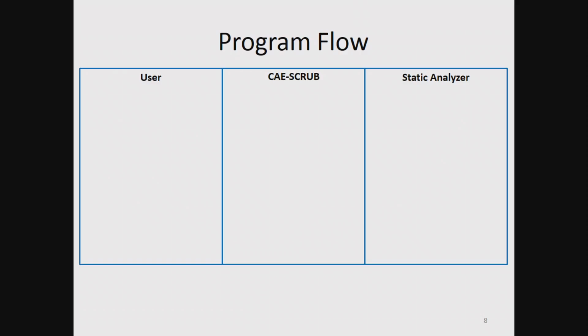So, slightly different look. This is a program flow for the back end of Scrub and how it runs and sets up your peer review. First the user will initiate a run. They'll make a call to Scrub, say they want to kick it off, get some static analysis, and prepare for the human peer review. Scrub will initiate itself using that configuration information passed in by the user.